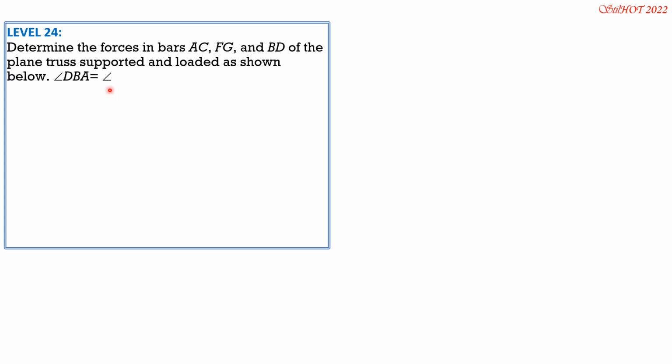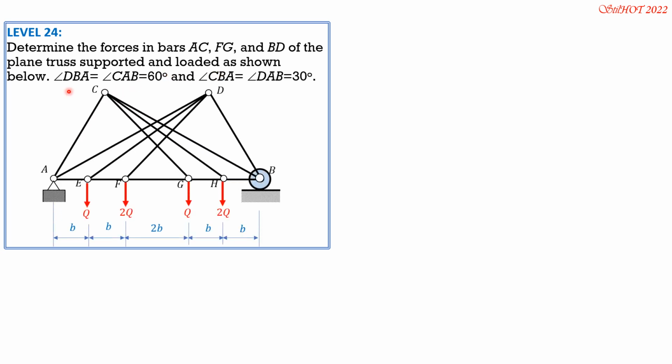Determine the forces in bars AC, FG, and BD of the plane truss supported and loaded as shown below. Angle DBA is 60, so this is 60 degrees, equal to angle CAB also. And angle CBA is 30. Angle DAB is also 30 degrees.